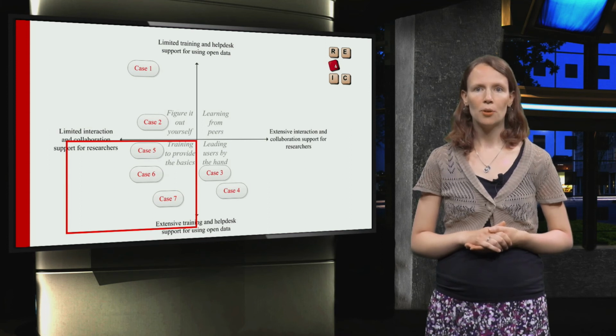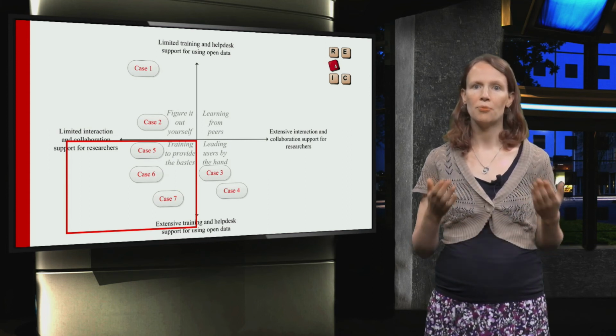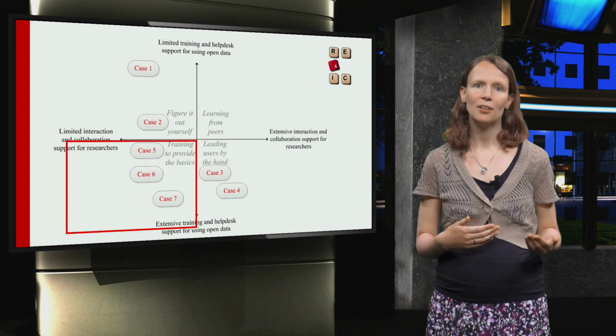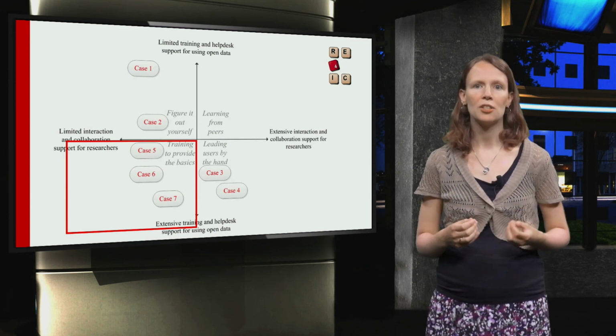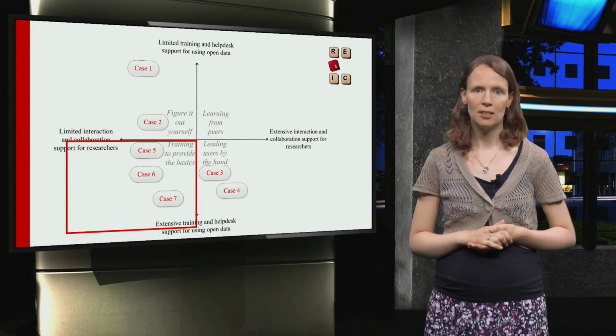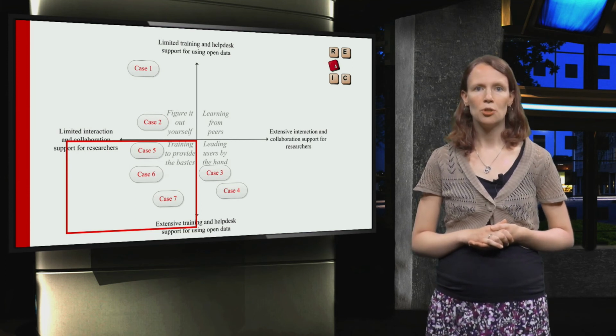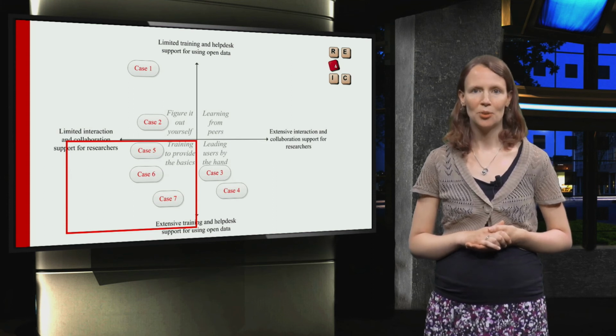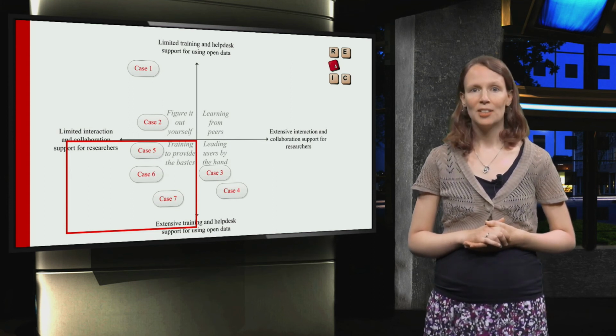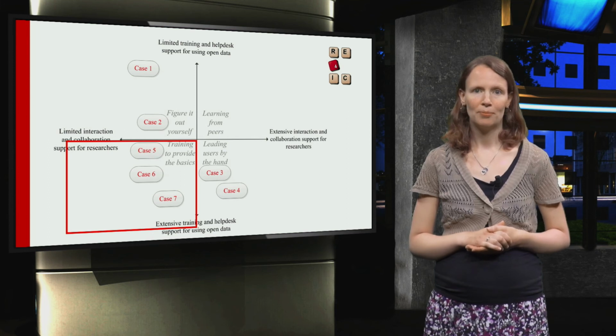The third and fourth models are variations of the figure it out yourself model and the leading users by the hand model. In the third model, the VRE provides training to provide the basics. In this model, the VRE enables users to learn how to use data and basic data use skills. However, there is limited collaboration support.